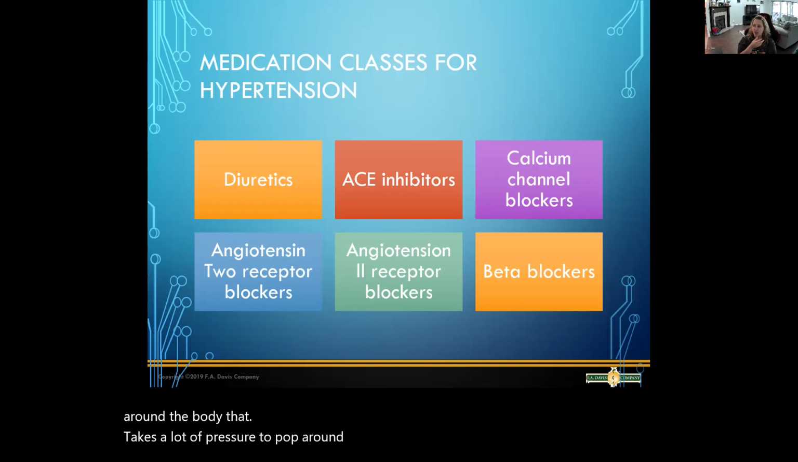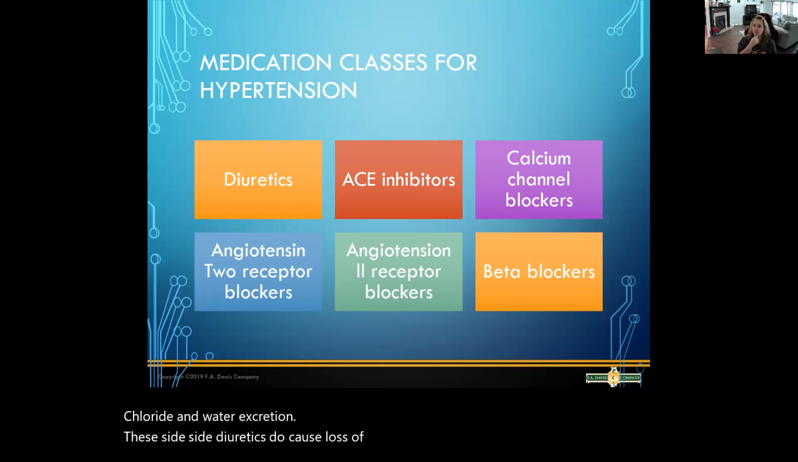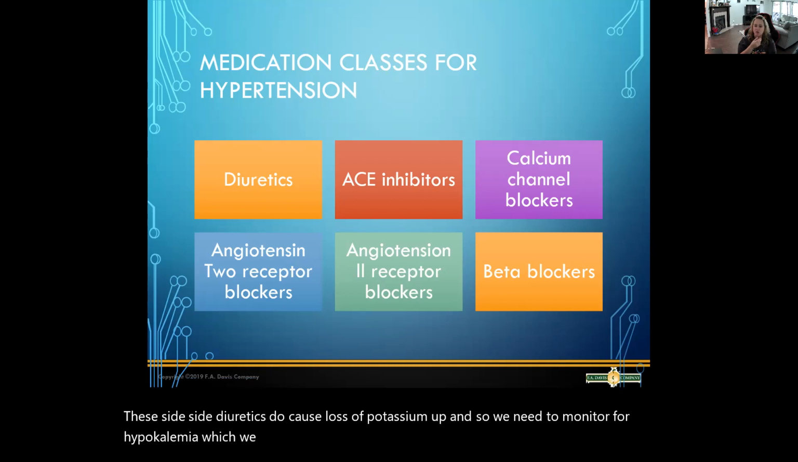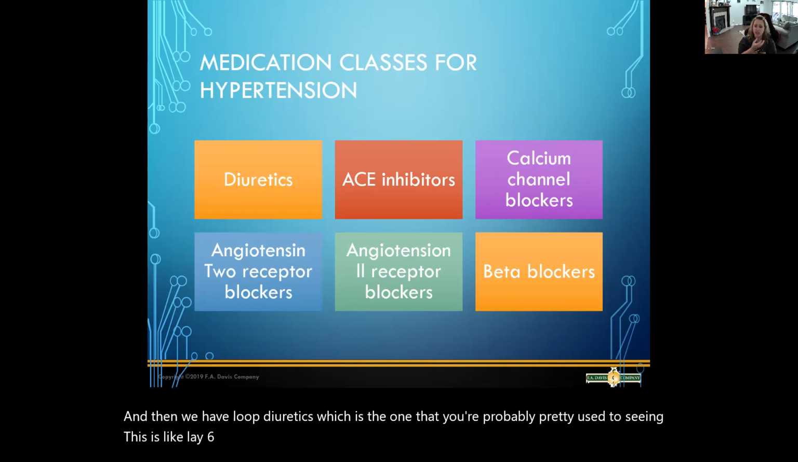There are different types of diuretics. We have thiazide and thiazide-like diuretics, and these increase urine output by promoting sodium, chloride, and water excretion. These thiazide diuretics do cause loss of potassium, so we need to monitor for hypokalemia, which we talked about. You guys should know those signs and symptoms for hypokalemia. And then we have loop diuretics, which are the ones that you're probably pretty used to seeing. This is like Lasix. Lasix is a loop diuretic. This is also potassium wasting, so it's going to cause that loss of potassium. So we will need to educate our patients on those signs and symptoms.